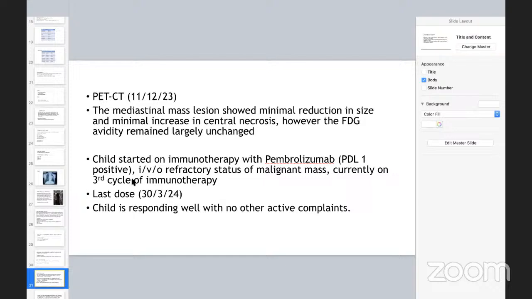So the follow-up PET-CT that was done in December showed that the mediastinal mass had minimal reduction in size and minimal increase in central necrosis. However, the FDG avidity remained largely unchanged. The decision was made to start this child on immunotherapy with pembrolizumab, since it was PD-L1 positive, in view of the refractory status of the malignant mass. Currently, the child is on the 3rd cycle of immunotherapy. The last dose was given on 30th of March. The child is currently responding well with no other active complaints.